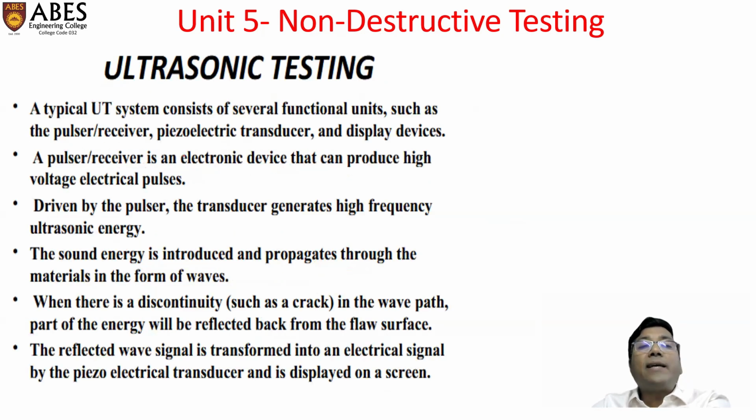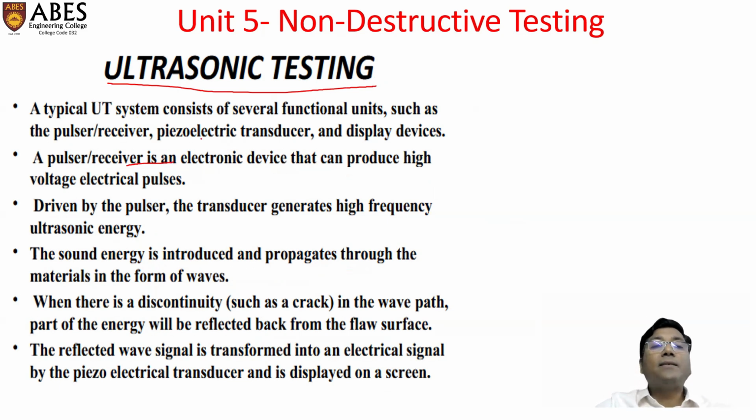Coming on to the next testing method, that is ultrasonic testing. What is ultrasonic testing? A typical UT system, ultrasonic system, consists of several functional units required for ultrasonic testing, such as a pulser receiver. A pulser receiver will produce high voltage electric pulses. A piezoelectric transducer and display devices would also be required.